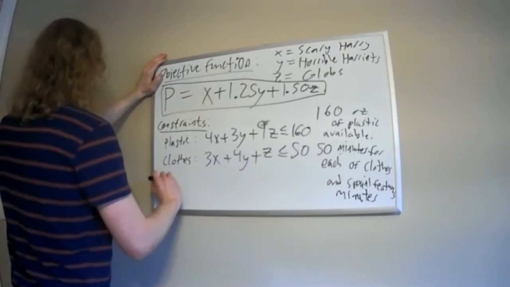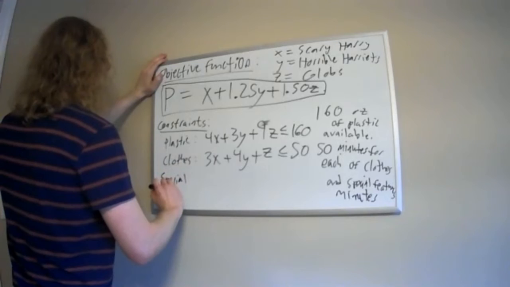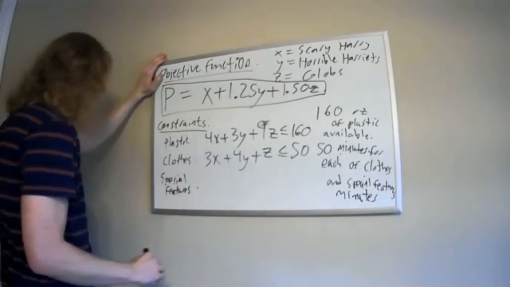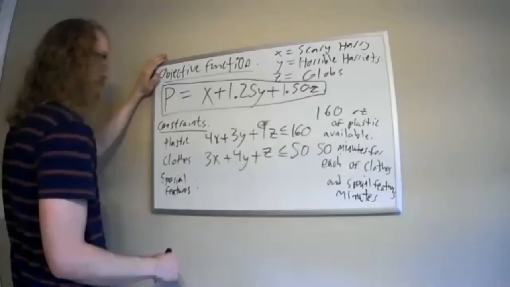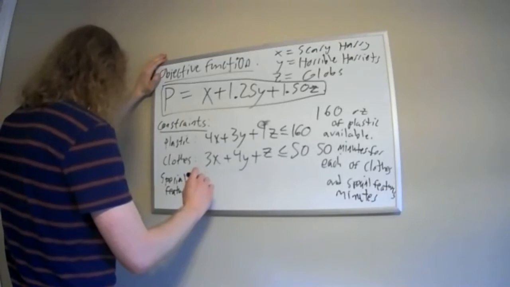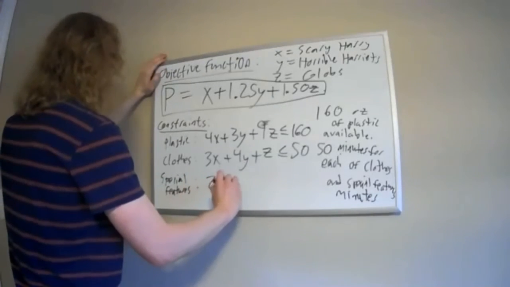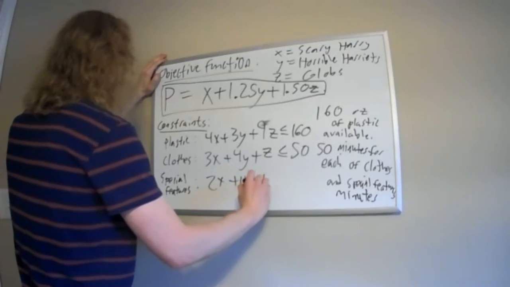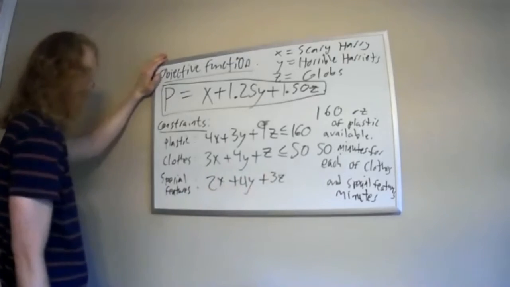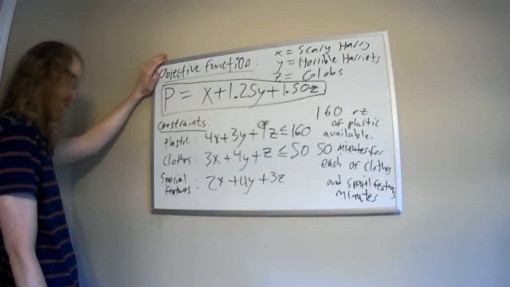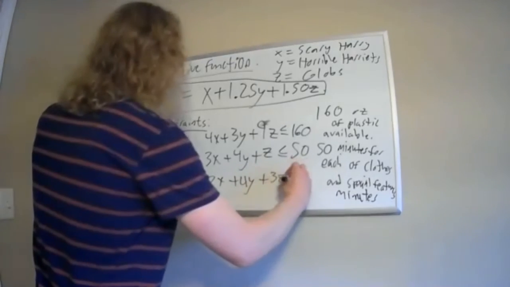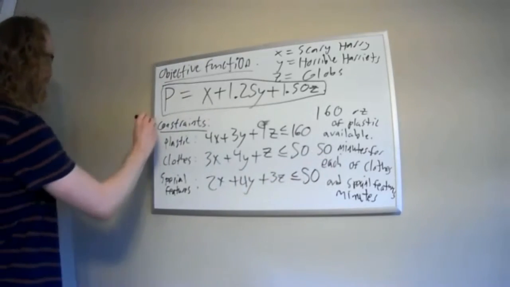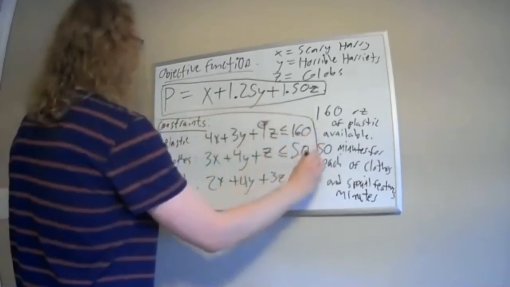Lastly, there are special features. So going to be one more inequality here. And again, I just ask how many minutes did it take for each one. So for the Scary Harry, it was 2x. For the Horrible Harriet, it's 4 minutes. And for the Glob, it's 3 minutes. So 2x plus 4y plus 3z. And again, I only have 50 minutes available. 50 minutes. So here are my explicit constraints.